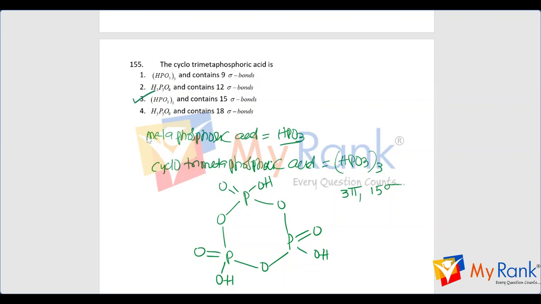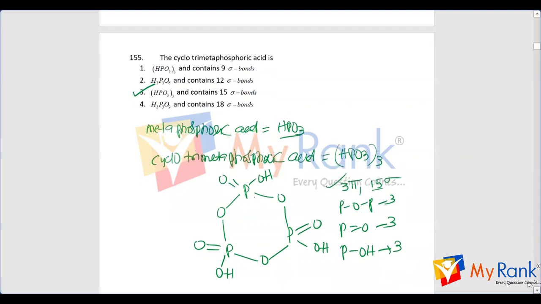This is a very, very important one. The number of P-O-P bonds is 3, the number of P double bond O's is also 3, and the number of P-OH bonds is also 3. The number of pi bonds is 3, and 15 sigma bonds are there. And the molecular formula of this structure is HPO3 taken thrice. So the next one is question number 156.